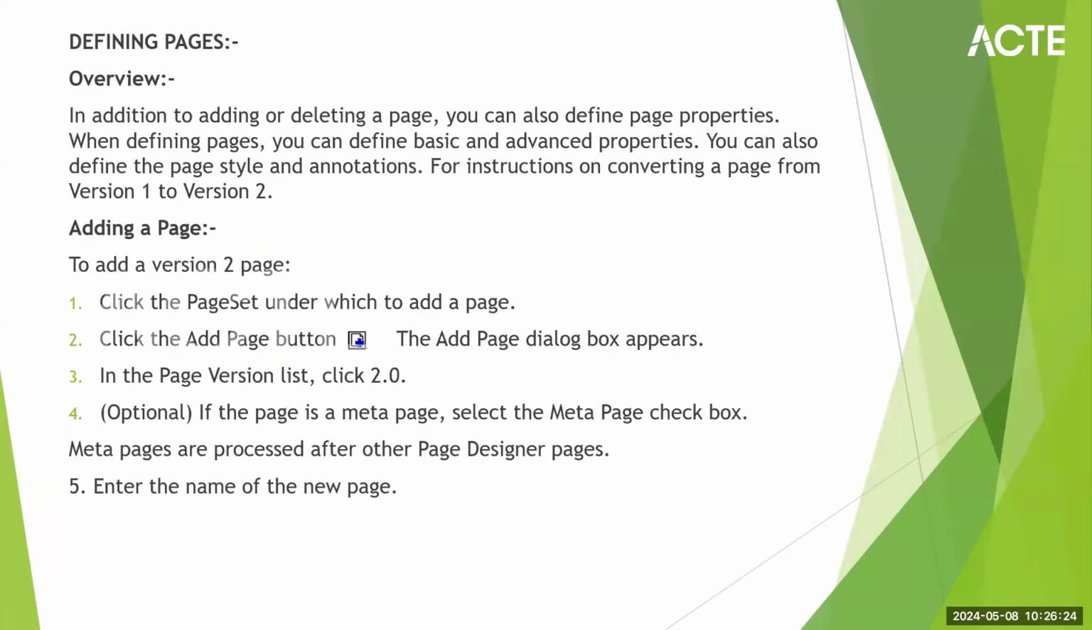To add a version to a page, click on the page set. Under the page set, click the page you want to add, click on that particular page set name, the page designer. Now click on the add page button. The add page dialog box will appear. Now click on the page version list, like 2.0, then enter the name of the new page and click on OK.